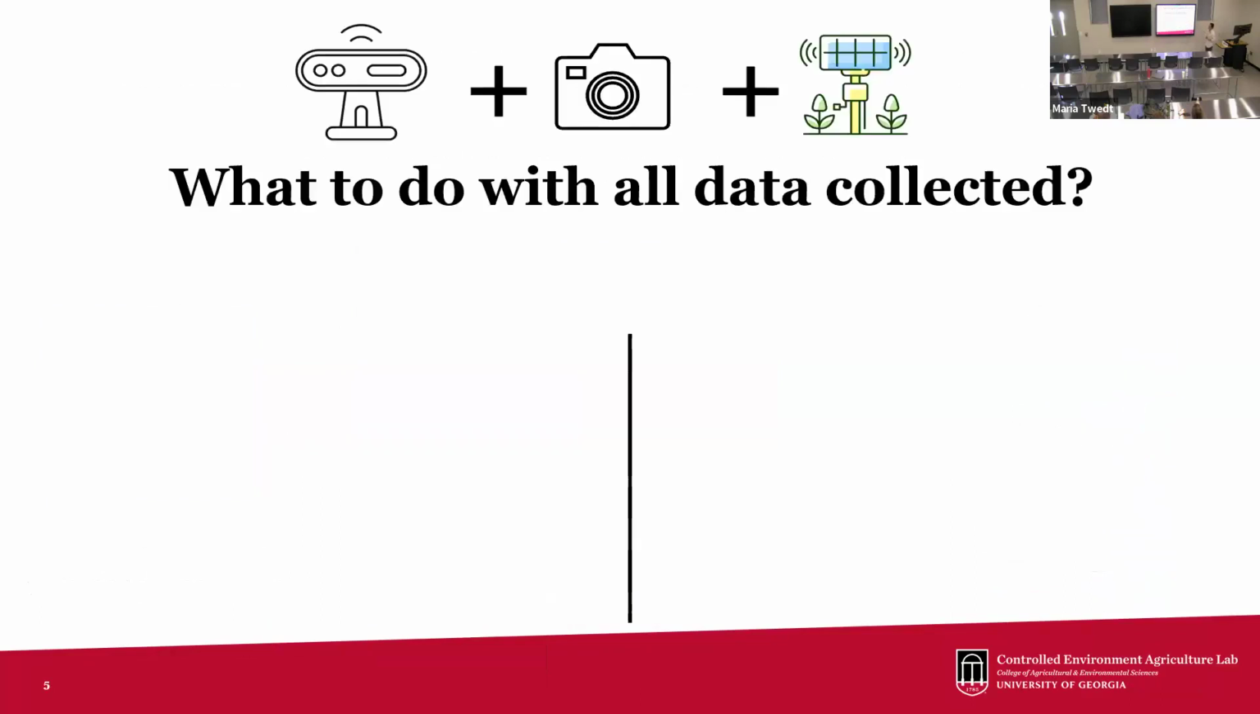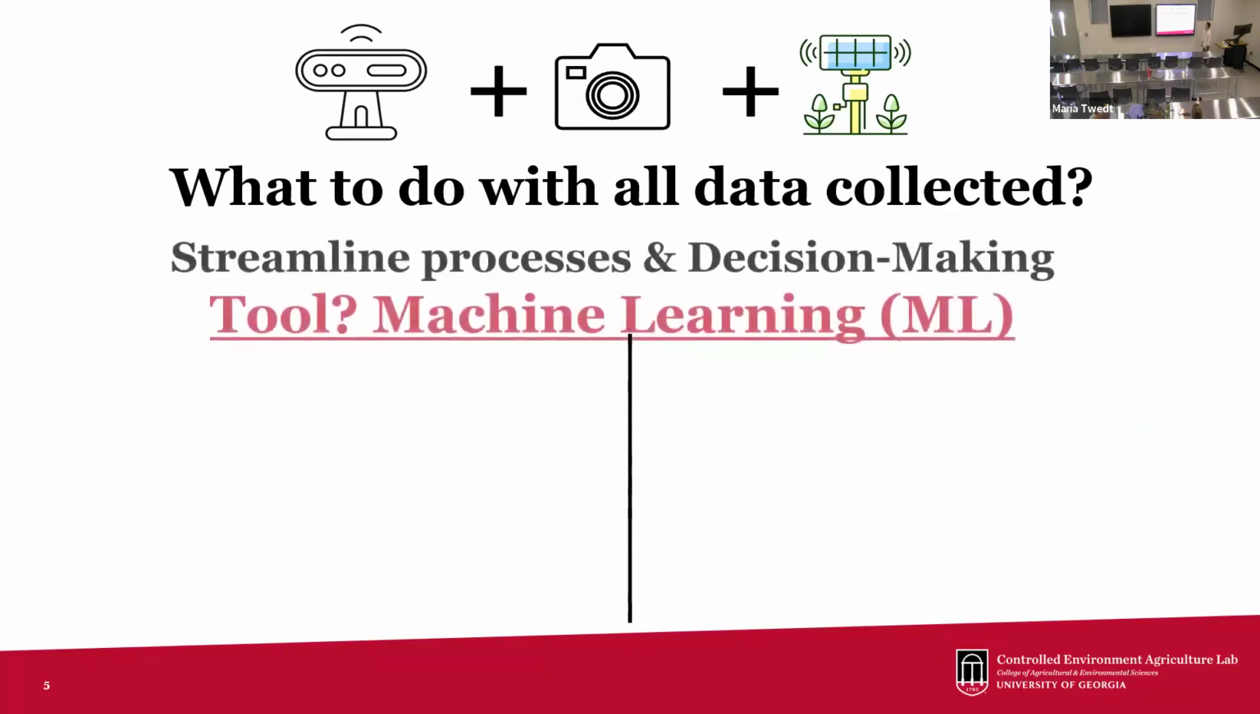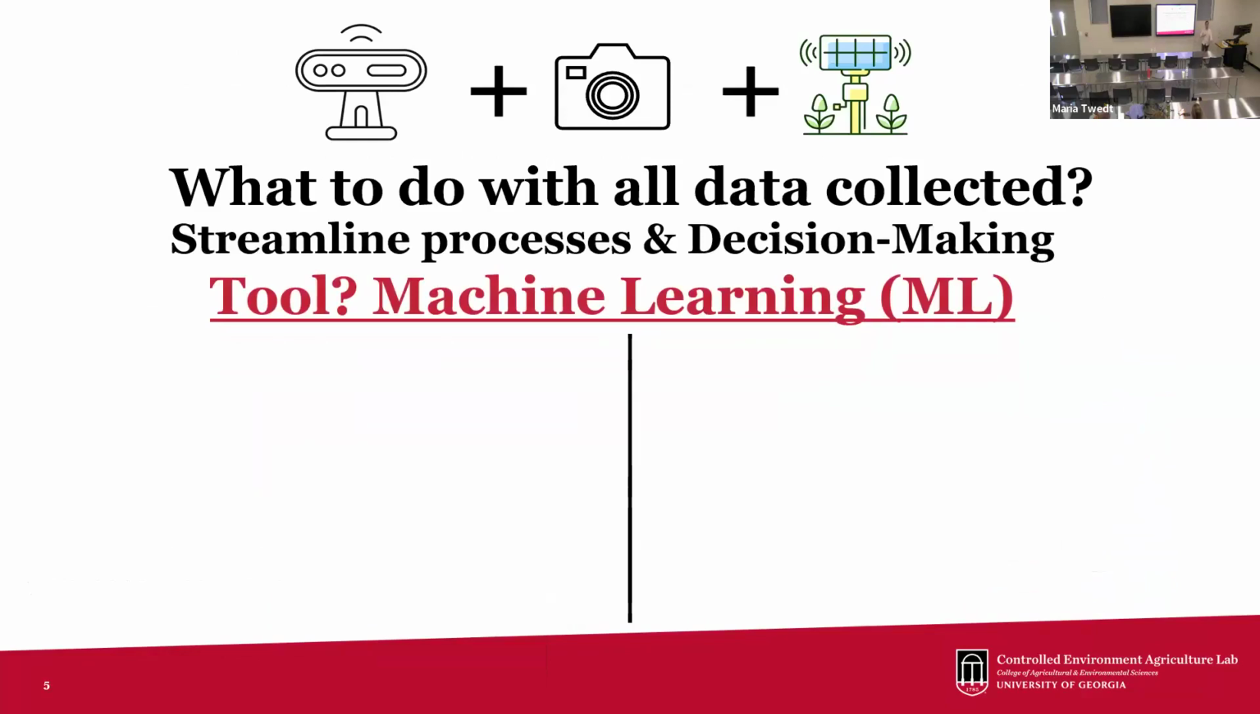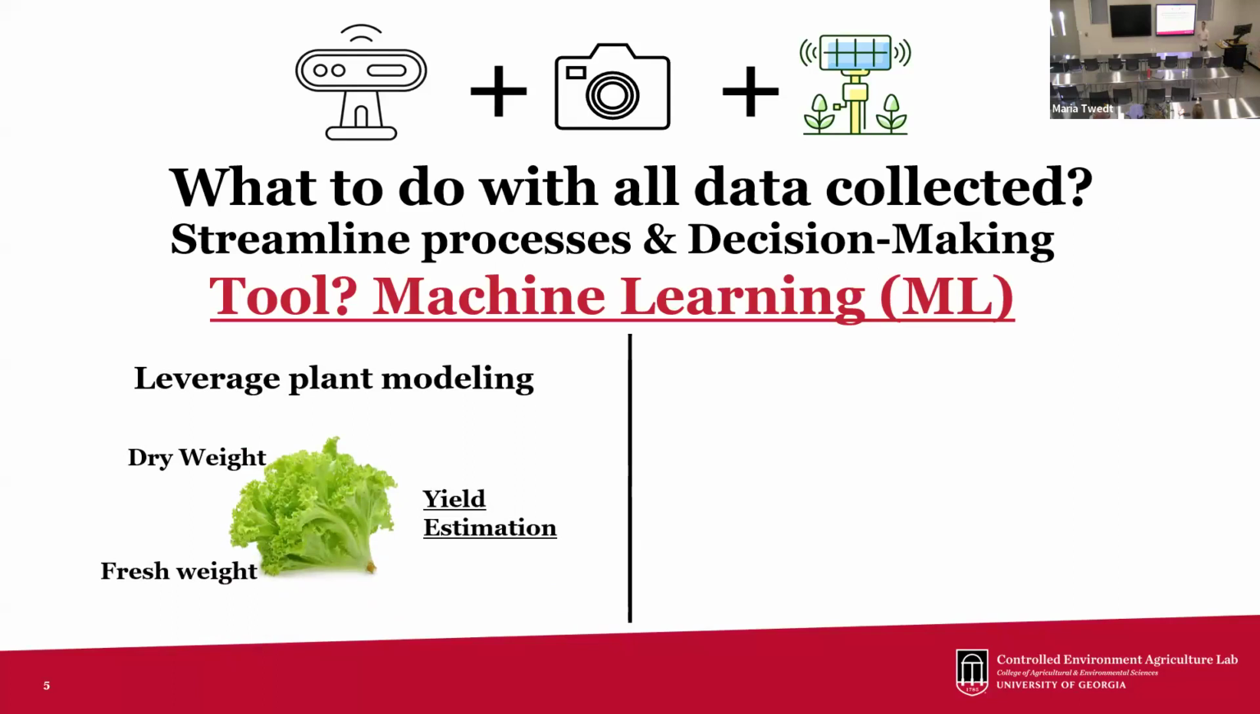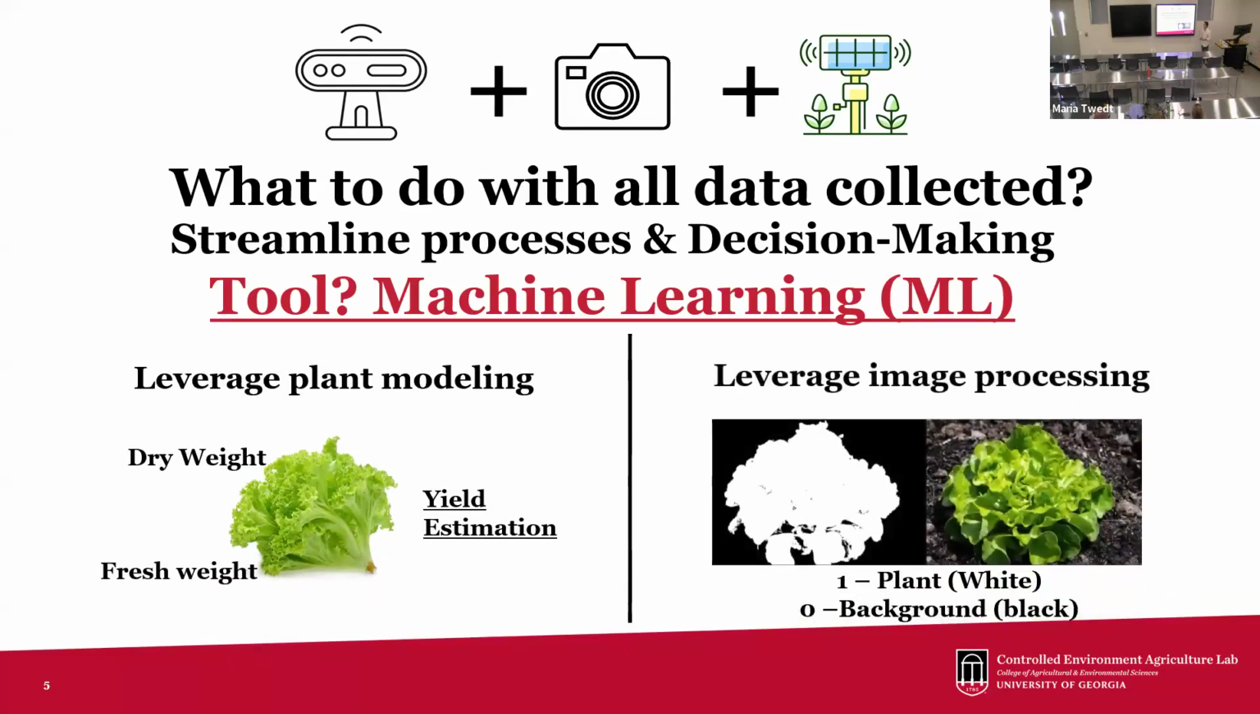Now, what do we do with all of that data collected? We are collecting data from images and from environmental sensors, but in order to streamline processes, what we want to do in research is try to substitute the traditional destructive harvest, or, if you want to improve your decision-making for management practices within a greenhouse, we need machine learning tools. Why machine learning? It's a pretty popular concept already, and we want to find patterns among the multidimensional data that we have collected. Basically, even if you want to leverage your plant monitoring to improve yield estimation, or leverage image processing to make it more efficient and get results faster.